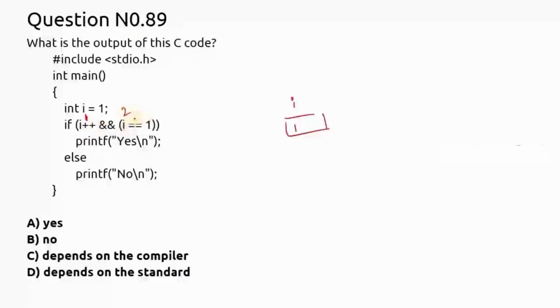So 2 equals 1? No. So that's why 1 and 0. So what is this? 0, always 0 in a logical AND operation. So if 0, it will directly go to the else part and it prints no here. So option B is the correct answer.